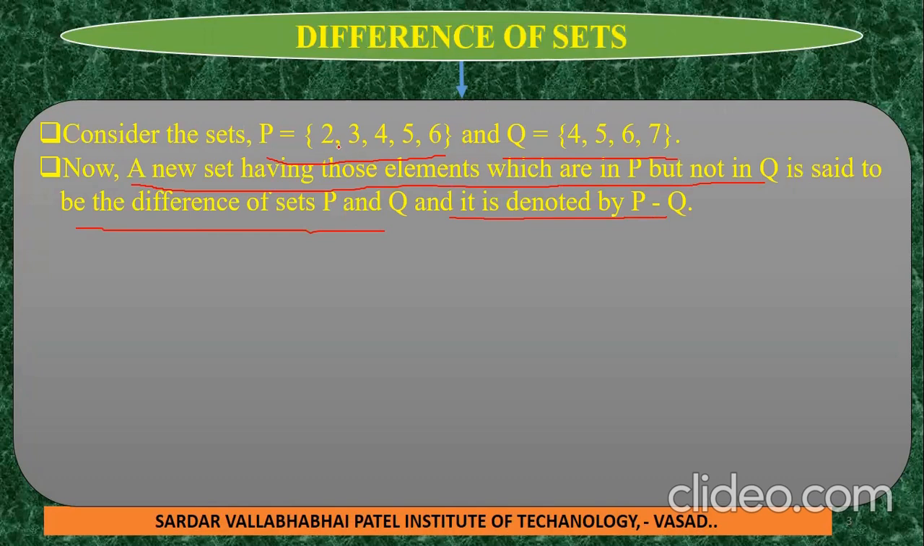So for this particular example of P and Q, we write P minus Q. Obviously 4, 5, 6 are the same elements in P and Q, but 2 and 3 are only in P, not in Q. So P minus Q is 2 and 3. Similarly, 4, 5, 6 are common elements in P and Q, but 7 is not in P. Therefore Q minus P is equal to 7.